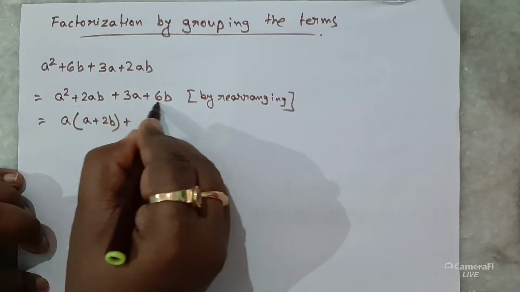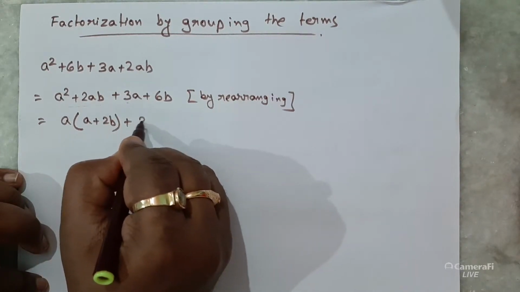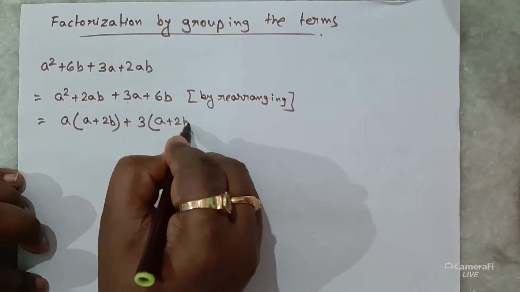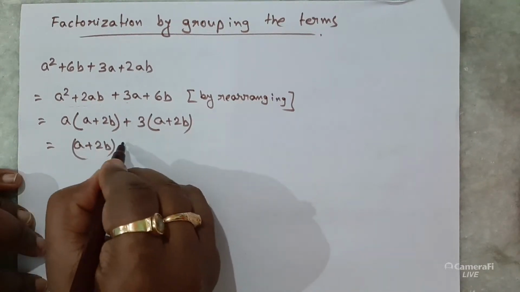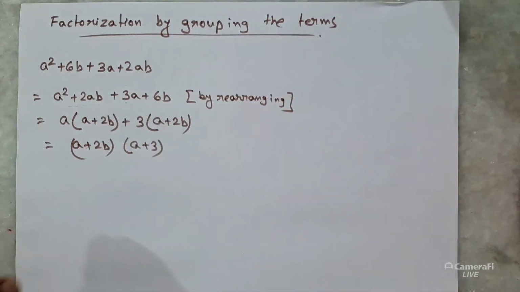Now if you take 3 common from these two, it will be 3 as common, then a plus 2b. See, now a plus 2b is common for both, so we will take a plus 2b as common and a plus 3 will remain. Understood this? If anyone doesn't understand, tell me, then I will go to the next math quickly. Okay, then I think you have understood. Then proceed to the next.